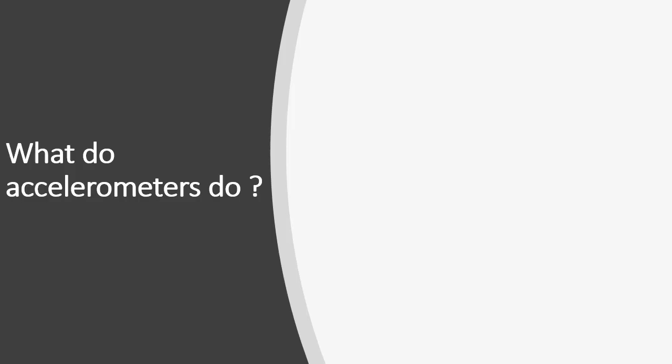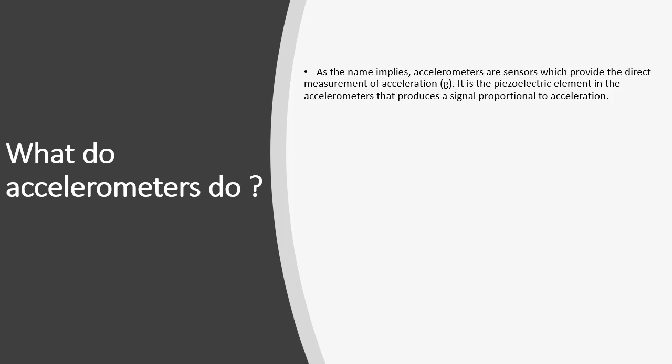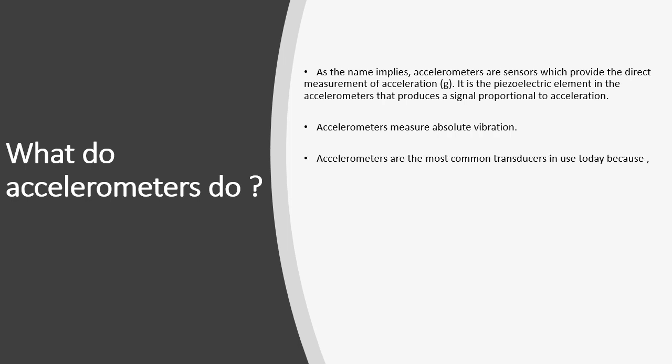So what do accelerometers do? As the name implies, accelerometers are sensors which provide a direct measurement of acceleration. It is the piezoelectric element in the accelerometer that produces a signal proportional to the acceleration. Accelerometers actually measure absolute vibration, unlike eddy current probes, which measure relative vibration. The accelerometer measures the absolute vibration from the machine components.